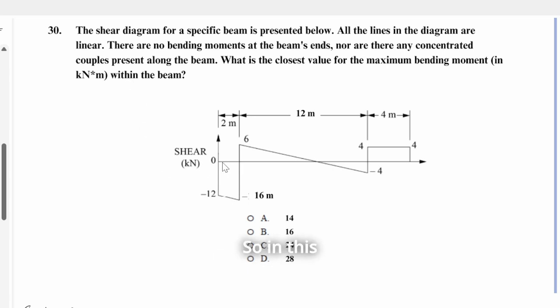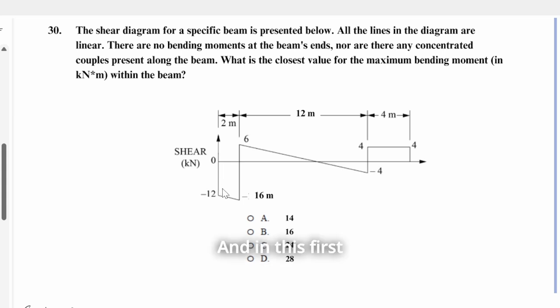Okay. So in this particular shear force diagram, there are 4 different areas. When they say maximum bending moment, if you find the area of each of these different polygons, the polygon with the maximum area is what gives you the maximum bending moment. Okay, that is a very simple concept.